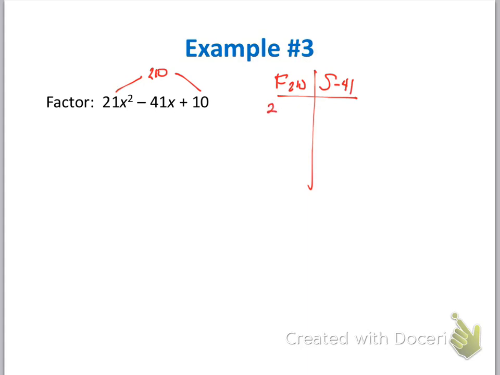So 2 times 105, 3 times 70, 5 times 42, 6 times 35, and I think that one might work if I make them both negative. Beautiful. So again, split the middle term into the negative 6x and the negative 35x. The first and the last stay the same.